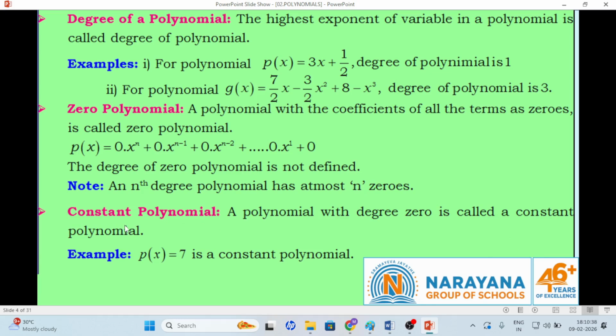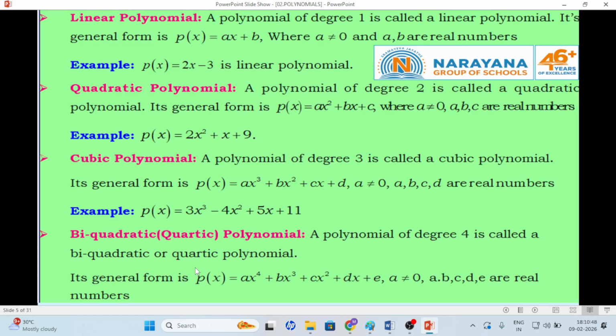A constant polynomial means a polynomial with degree 0 is called a constant. That means we have only a constant. There is no variable in that polynomial. Such a polynomial is called a constant polynomial.